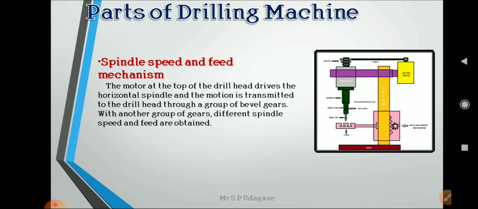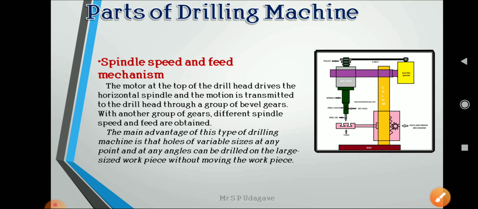And the last part is the spindle speed and feed mechanism, which is connected with the drill head. The motor at the top of the drill head drives the horizontal spindle, and the motion is transmitted to the drill head through a group of bevel gears and another group of gears. Different spindle speeds and feeds are obtained.